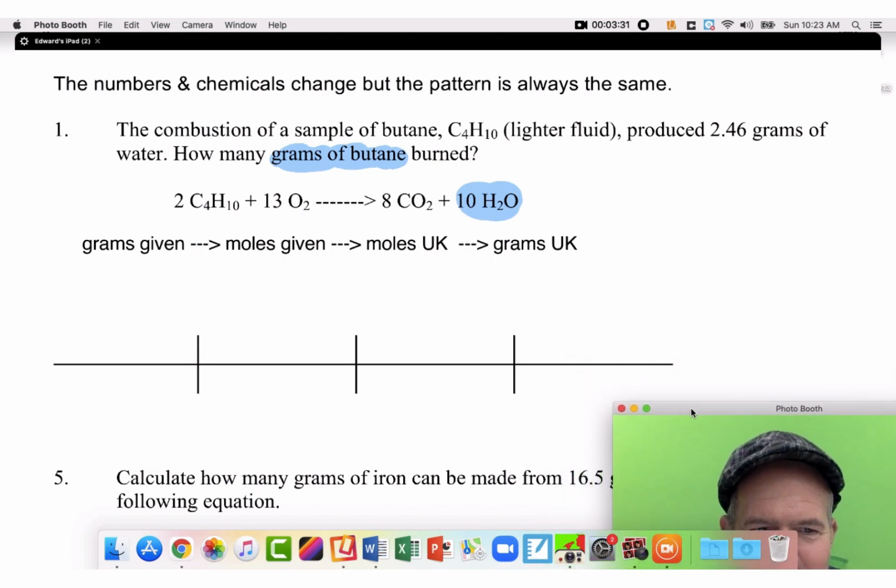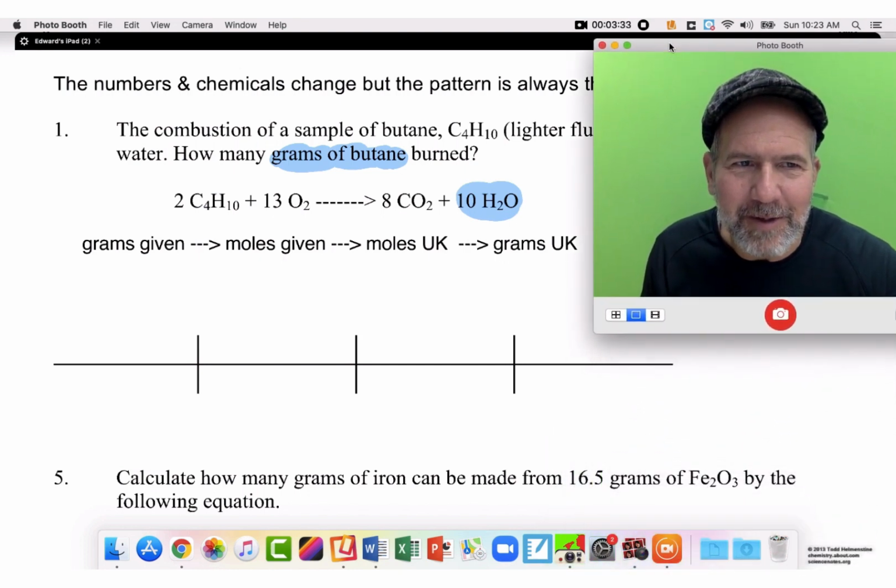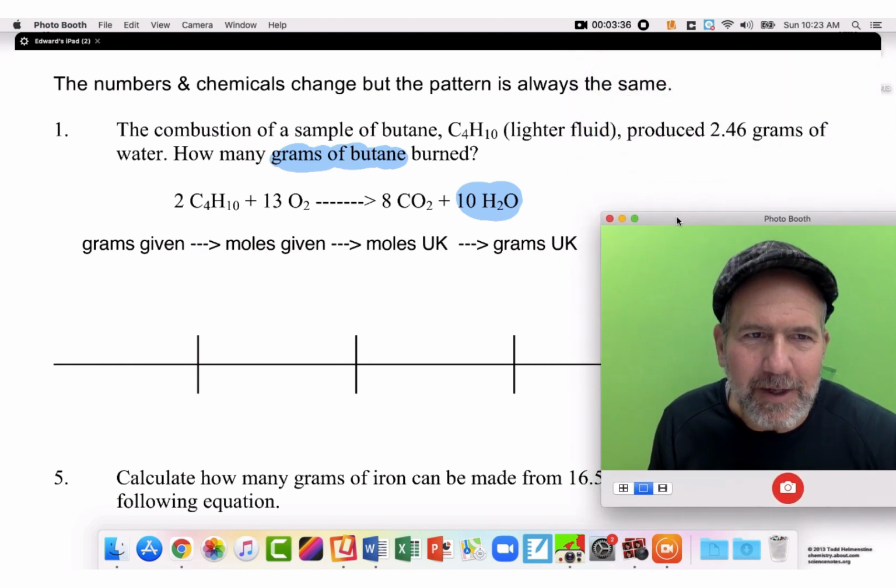Okay, let me scoot down here a little bit, or let me scoot up here a little bit. There we go. No, that's not good. I'm going to stay right here.